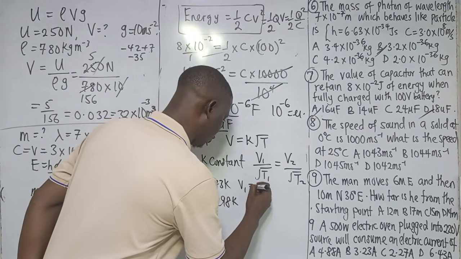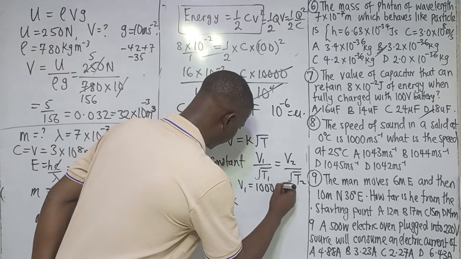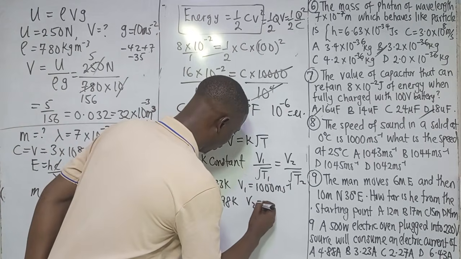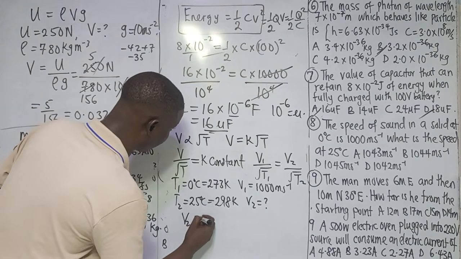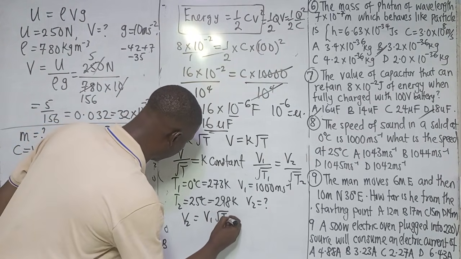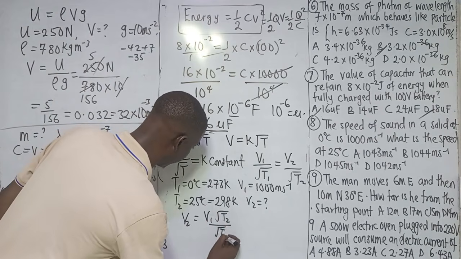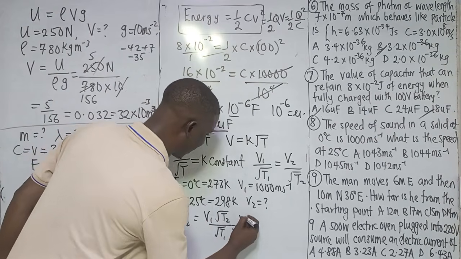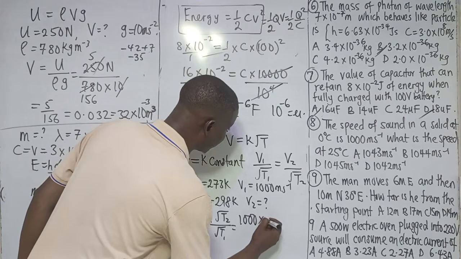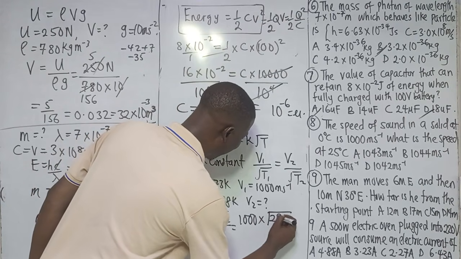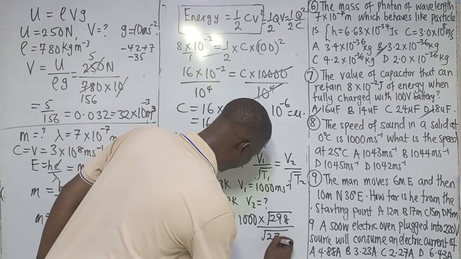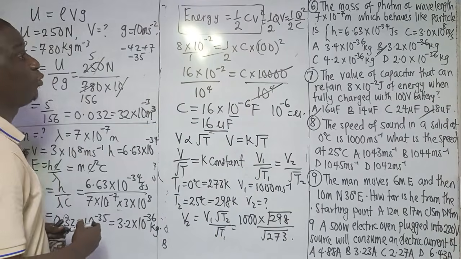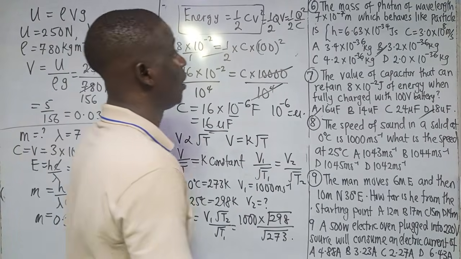Then V1 is 1000 meter per second. V2 is unknown, that's what we're looking for. So put it there. Our V2 is equal to V1 times root T2 over root T1. So we play with it. 1000 times root T2, T2 is 298, divided by root T1, T1 is 273.